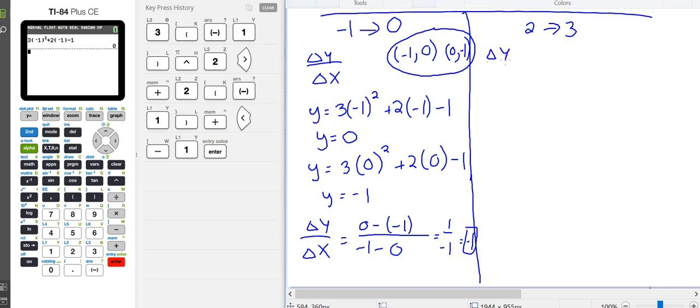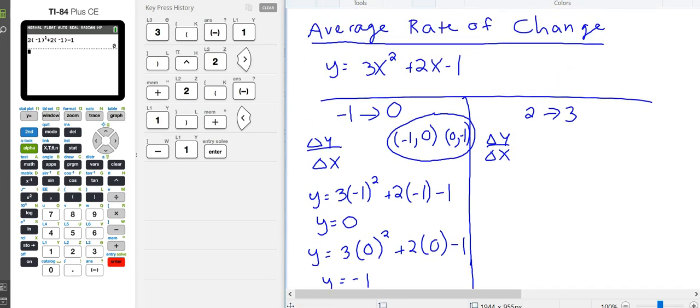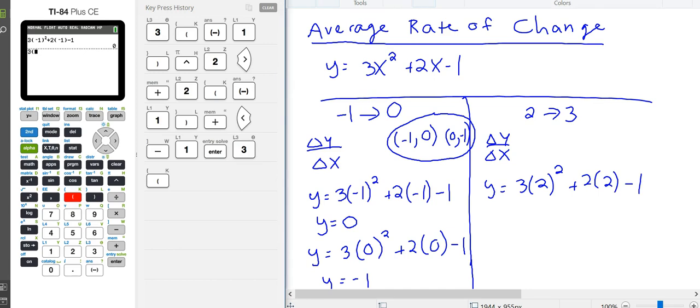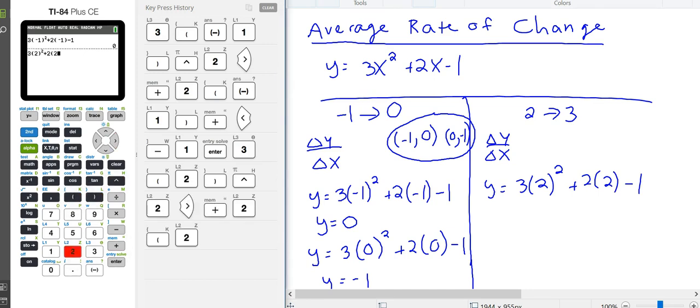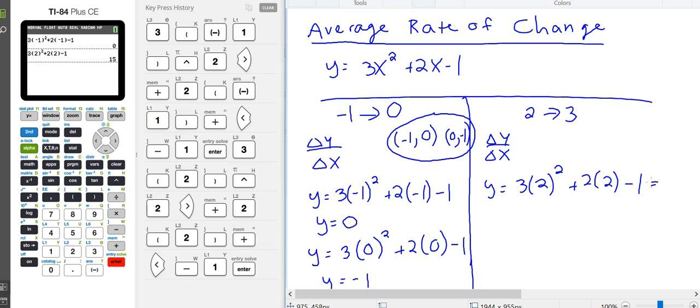We need to find delta y over delta x. We have our two x values, but we need to find our y values. So we're going to plug in. Y is equal to, when we have x being 2, 3 times 2 squared plus 2 times 2 minus 1. Let's just type the whole thing into the calculator. 3 times 2 squared plus 2 times 2 minus 1. Enter. That's 15. So our first point is 2, 15.